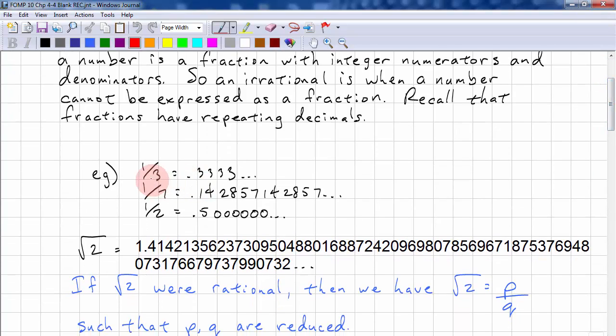So, for example, we have 1 over 3, 0.33333, 1 over 7, it's long, but 142,857, 142,857. And a half, well, it terminates. It's actually just 0.5, but we can add zeros to create the repeating pattern.